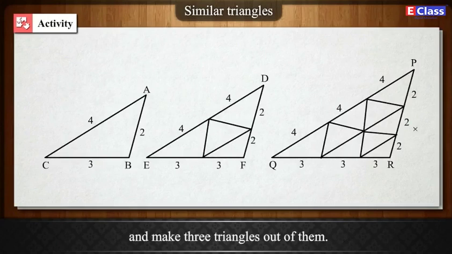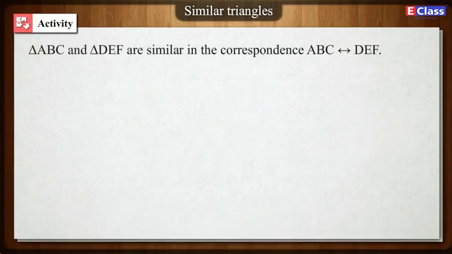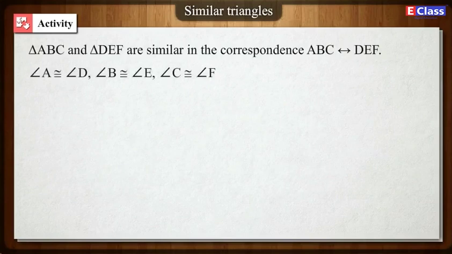Triangle ABC and triangle DEF are similar in the correspondence ABC correspondence DEF. Angle A is congruent to angle D. Angle B is congruent to angle E. Angle C is congruent to angle F.